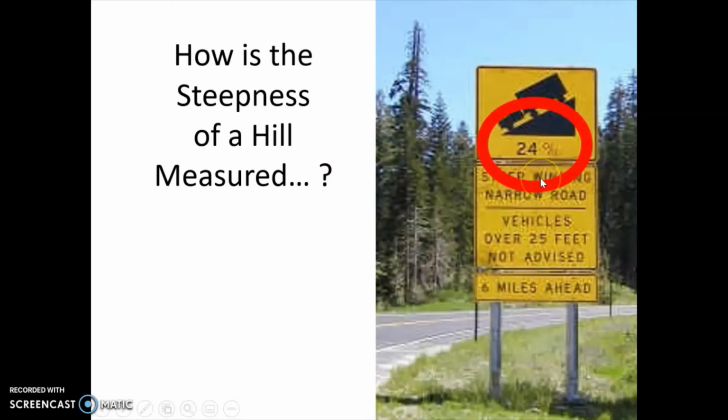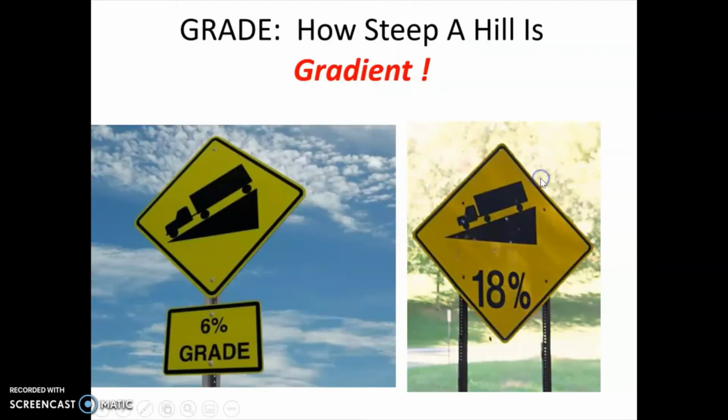That percentage is a way of representing hills in real life. So when we talk about how steep a hill is, we call it a gradient or a grade. Okay, we've talked about gradient for slopes, but here it's usually called a grade. So here we can see 6% grade, and here 18% grade. As that percentage increases, the steeper the hill is.